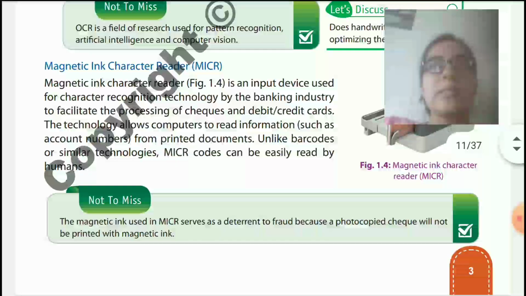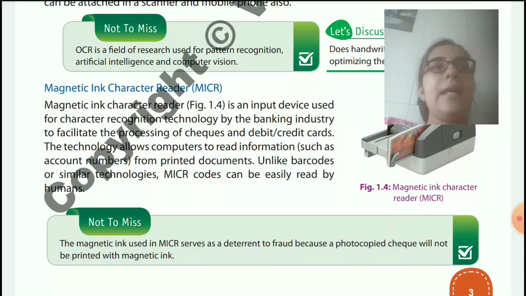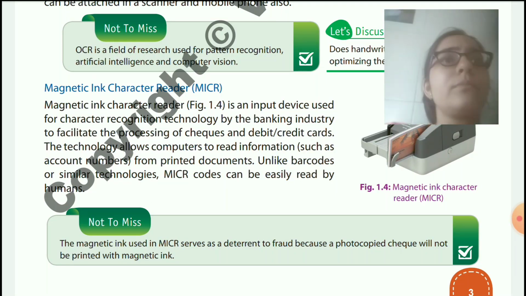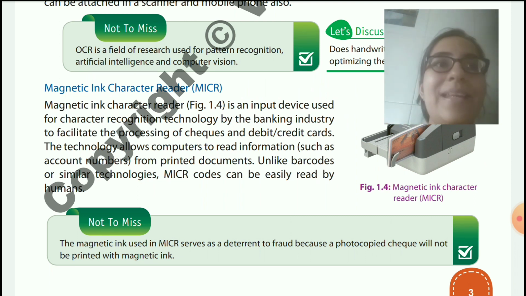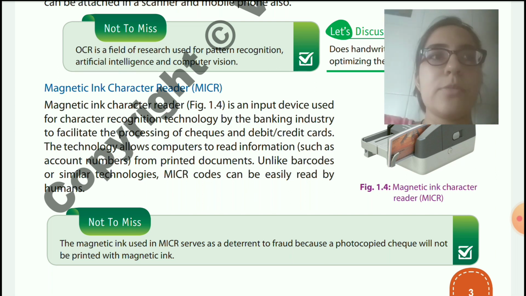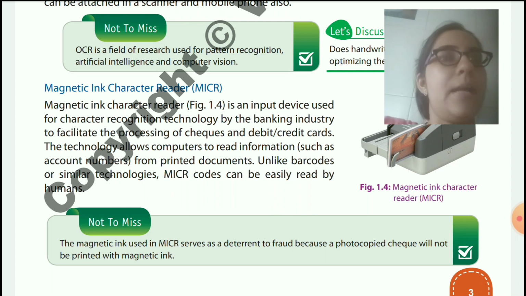So the next is magnetic ink character reader, that is MICR. I suggest all the students write the full forms in your notebook. These full forms are very important and will be asked in the further exercises also. So remember all the full forms and write them in the classwork and the notebook also.